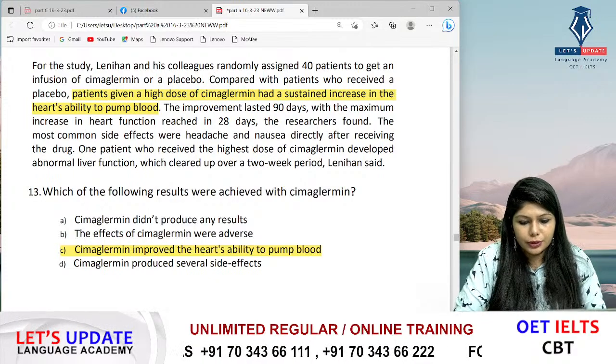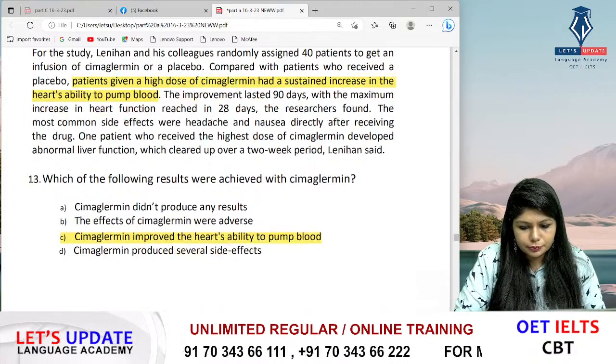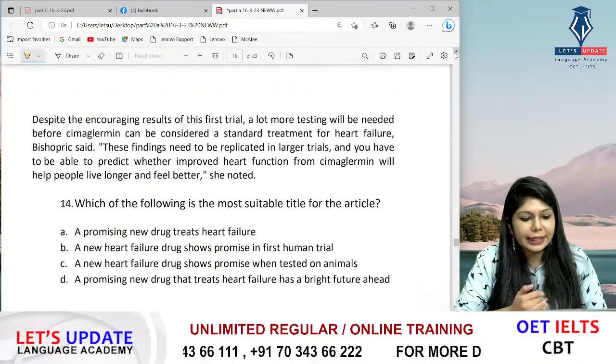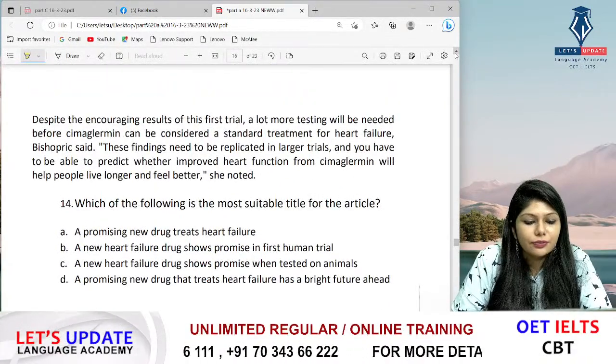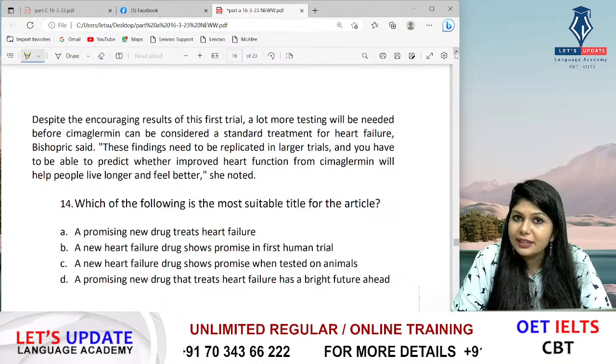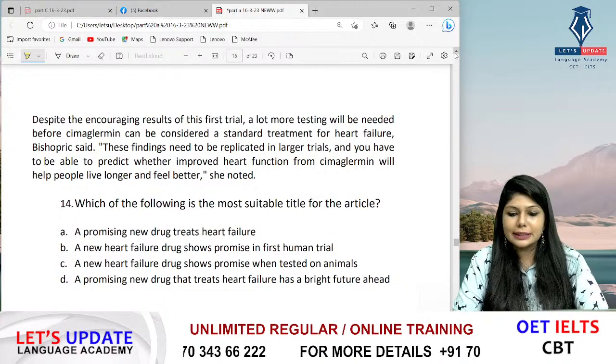So now moving on to the next question: which of the following is the most suitable title for the article? I'll give you a minute to read it, and then we'll discuss it together.